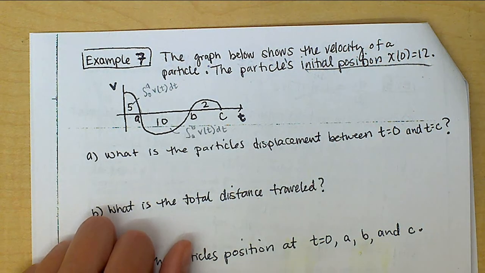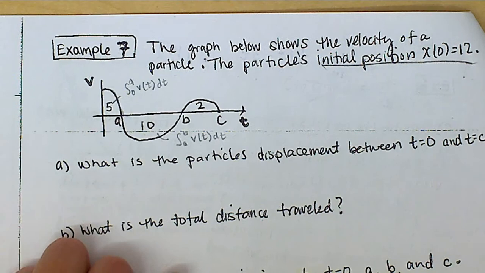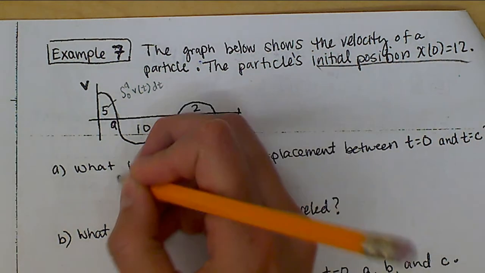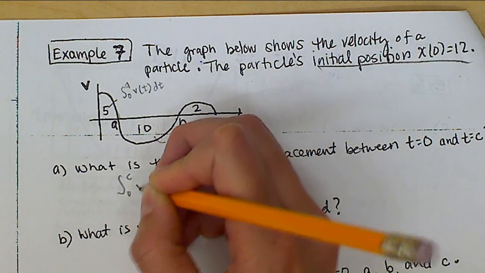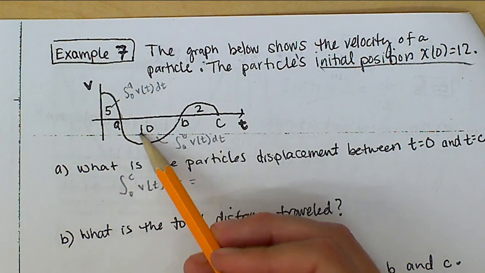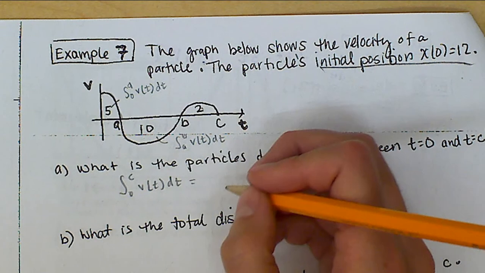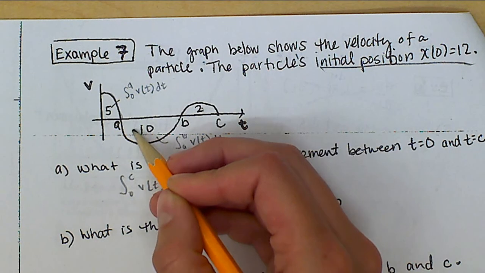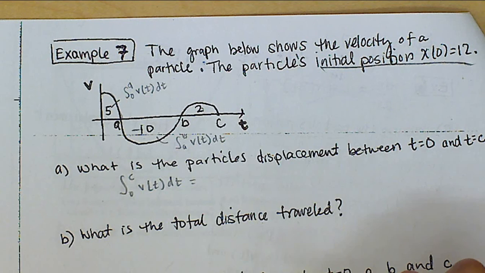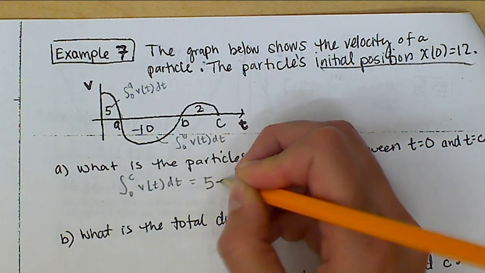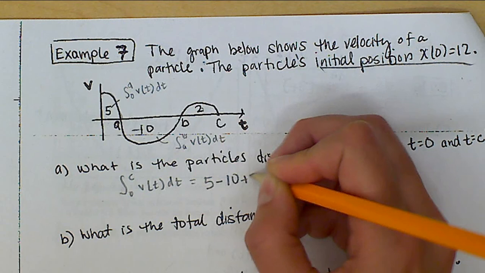What is the particle's displacement between 0 and c? So displacement between 0 and c is the integral of v of t dt. So it's just all these areas added together. Remember that since this is negative, displacement takes negative signs into consideration. So this is 5 minus 10 plus 2, which is equal to -3.